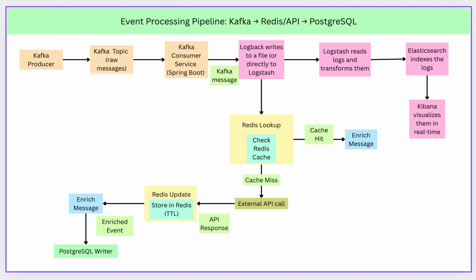This system supports real-time user activity tracking, enrichment services, low latency analytics, and high throughput ingestion pipelines. It blends the strength of Kafka for streaming, Redis for caching, APIs for metadata, and PostgreSQL for persistence.